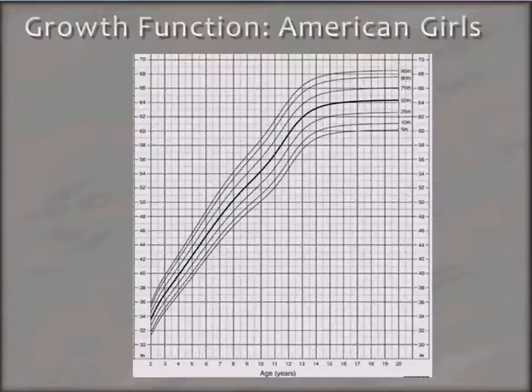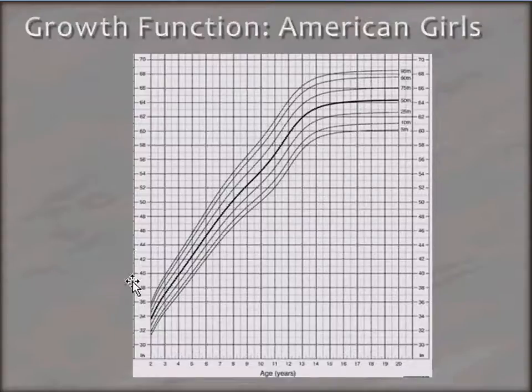Remember that our first step when we're approaching a new data visualization, such as a graph, table, or chart, is to look at any labels that are available and to begin to interpret these. Now, we see that our heading for the chart is growth function for American girls. On the x-axis, we have a label, age in years, and we have a number of different numbers ranging from 2 to 20.